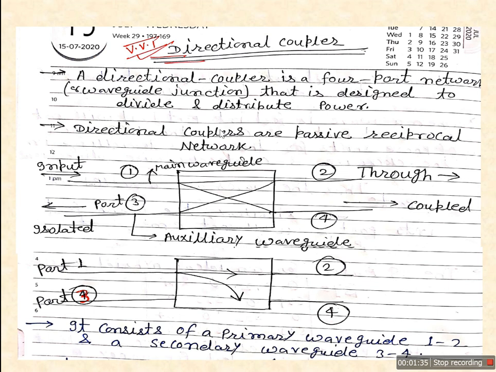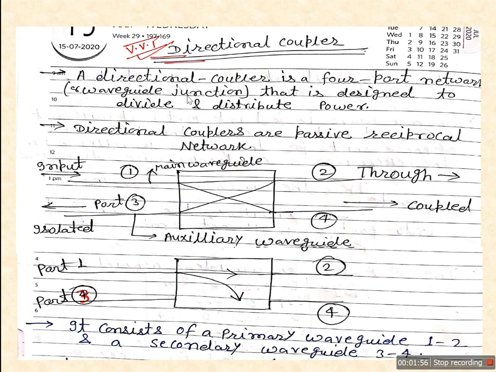Always remember, directional couplers are passive reciprocal networks. It is a passive device and also reciprocal. You can reciprocate it. Sometimes you can change the ports and name the other parameters also.